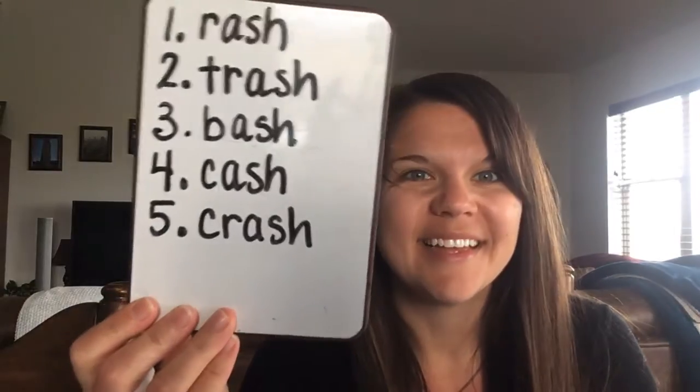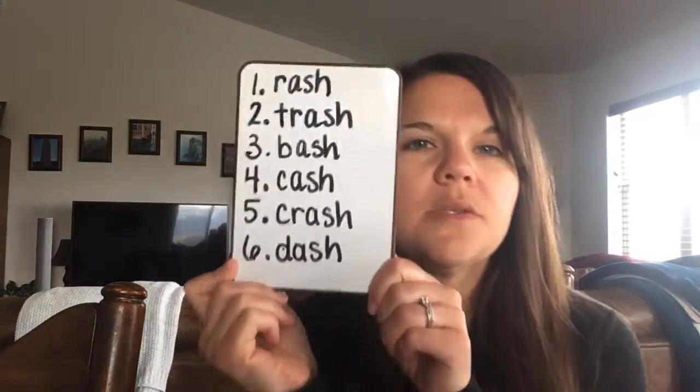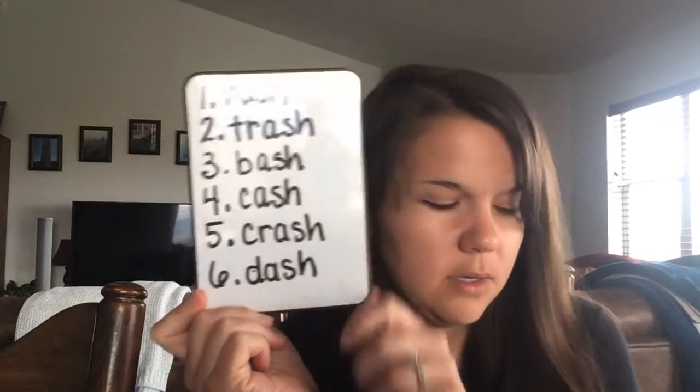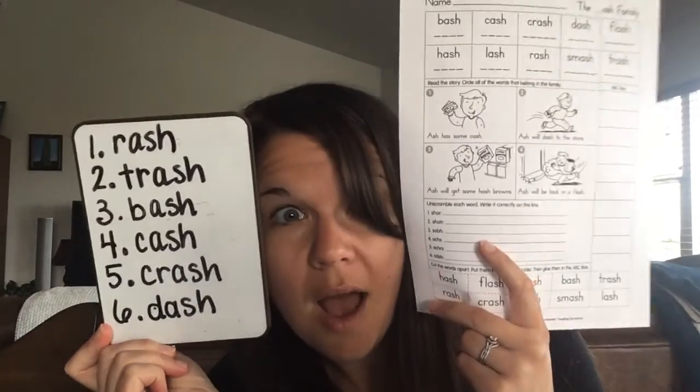And number 6 is dash. Okay? Make sure you get your B's and D's going the right way. Here are your 6 words that need to be written down right here on your ASH page. Okay? Then your last part of that is to cut your words apart and put them in order.